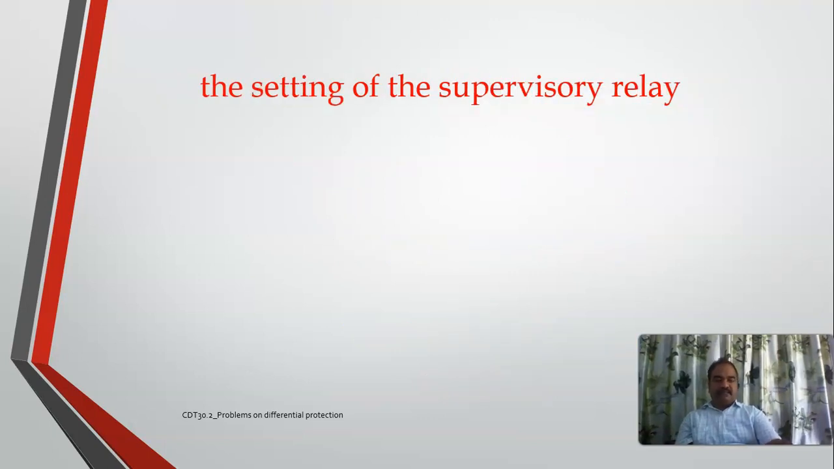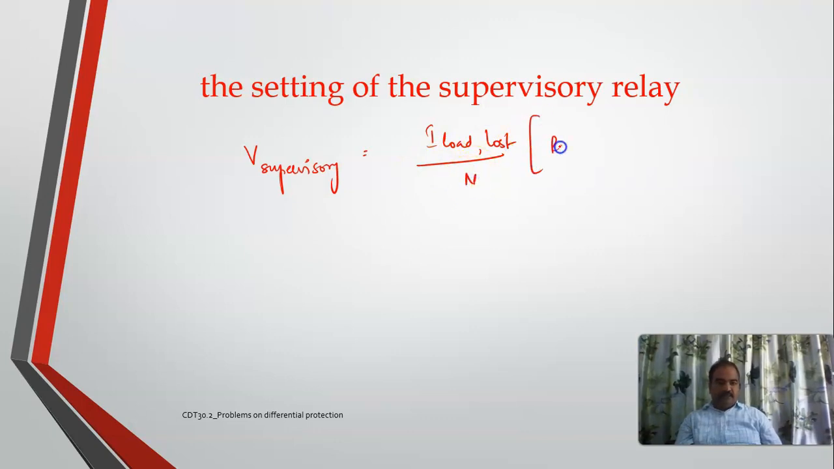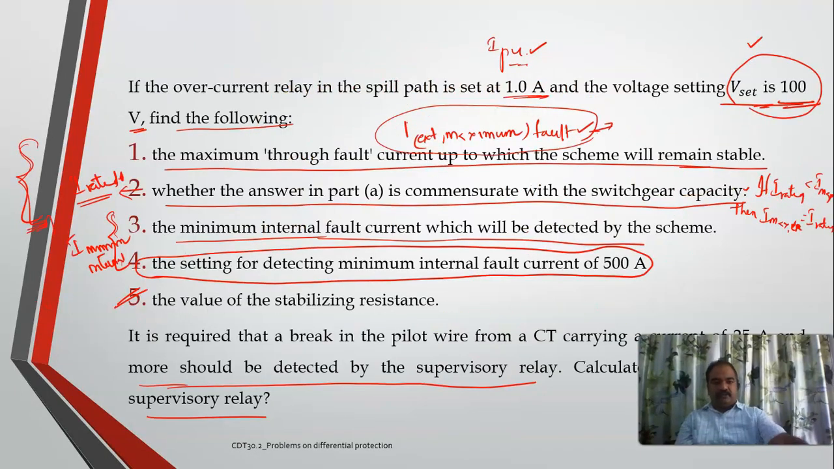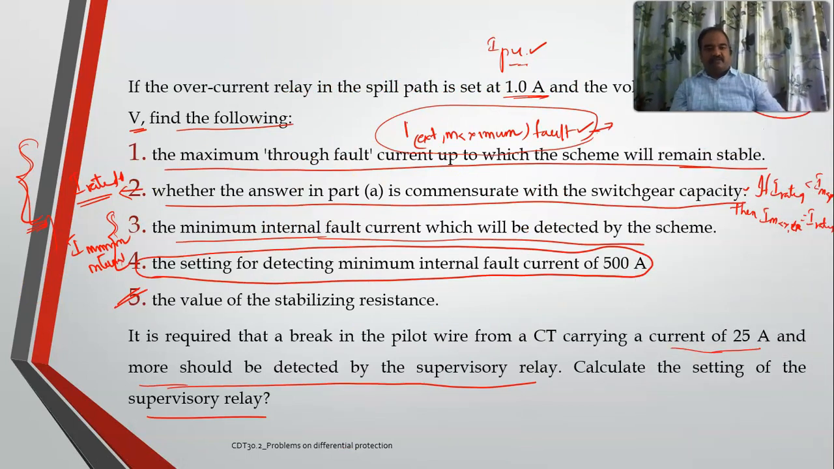Oh, one more thing is there. The setting of the supervisory relay. The setting of the supervisory relay, we do already have the formula, the V supervisory. That was the last formula which we have dealt with in the last class. I load, which you need to consider by N into R stabilizing plus R OC relay. So for how much current? I see the question here. Yeah, they are asking for 25 amperes of current, right? They are feeling that 25 amperes of current is being lost.